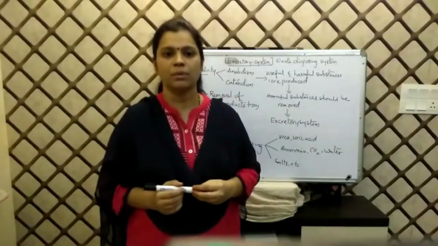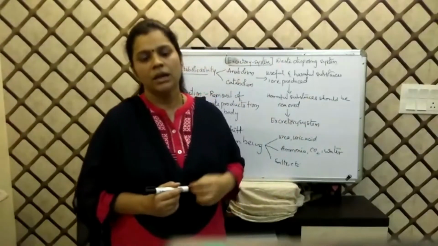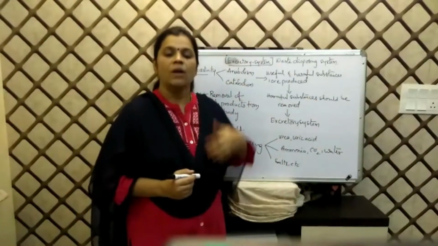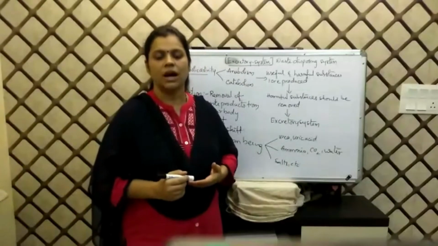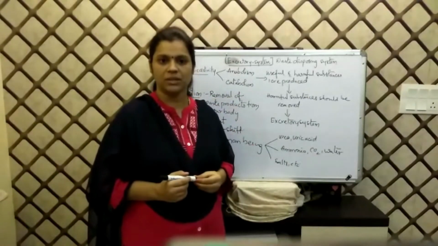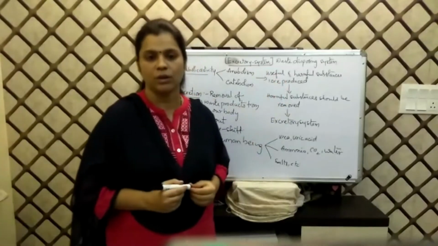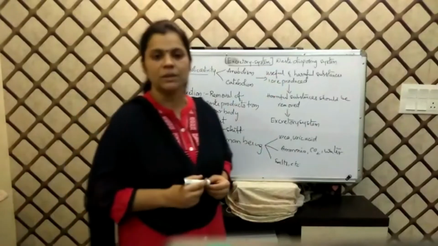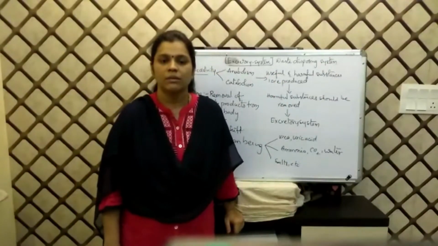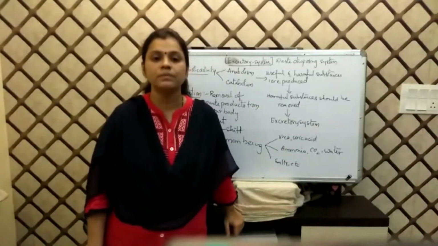Now, whatever may be the process, either anabolic activity or catabolic activity, during these metabolic activities, a variety of products are produced. Among these substances, some are useful, whereas some are harmful to the body. So these harmful substances have to be eliminated, removed from our body through a system called excretion or the excretory system.